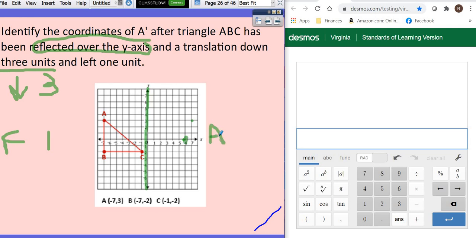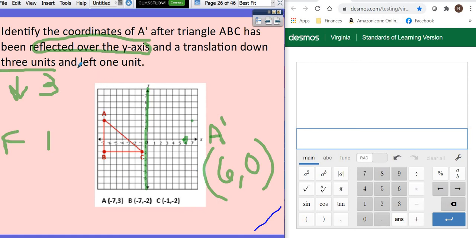Okay. And let's go ahead and figure out what that is. If I start at 0, I count over to 6, and then I go up none. So the final point for A prime would be 6, 0.